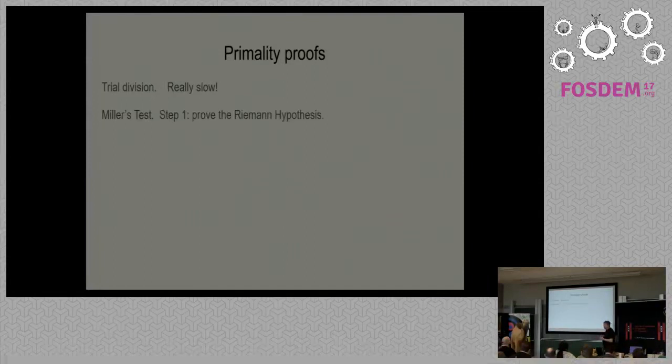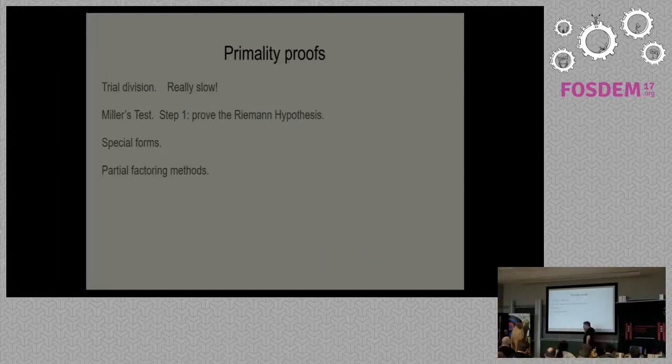There's a bit of a problem. Step 1, prove the Riemann hypothesis. This has been giving us a bit of a bother for the last 150 years, so that doesn't really work very well. We can do special forms, Mersenne numbers or Proth numbers, that is numbers that are 2^n minus 1 or k times 2^n plus 1. We have some really efficient ways to do it, but that only works for numbers of that sort. If you like finding large Mersenne primes, then that's nice, but that's not very useful for most people.